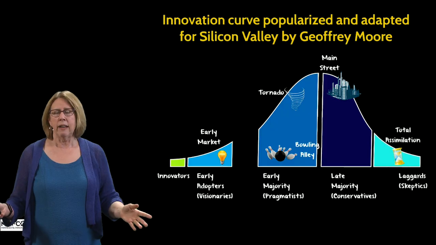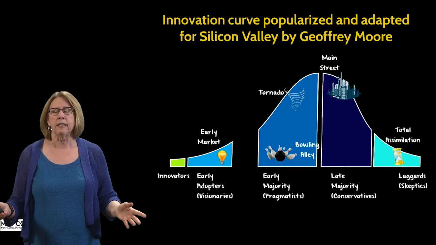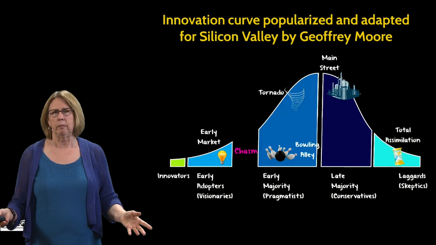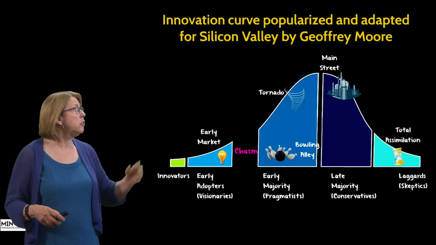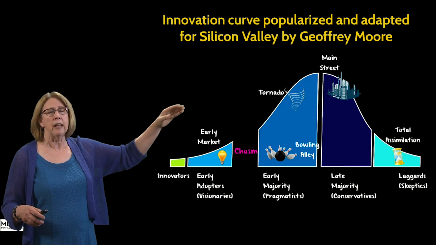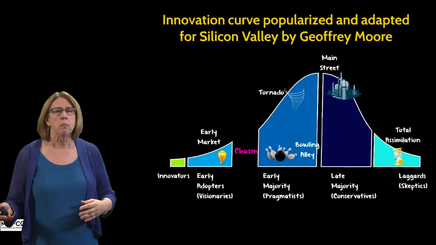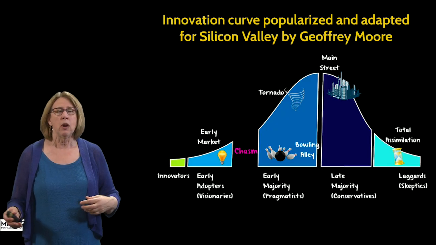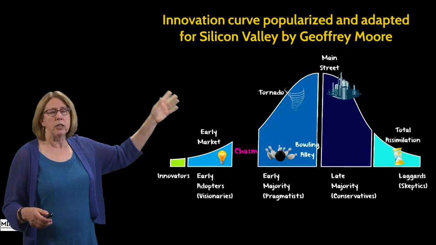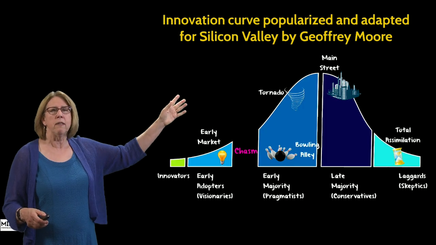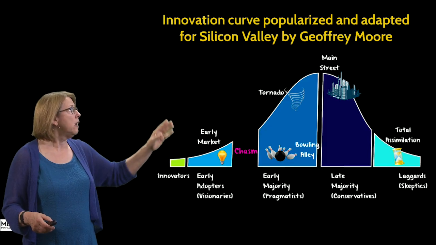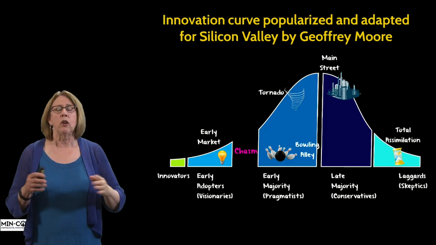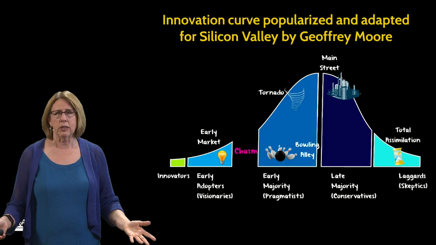Geoffrey Moore added to Everett Rogers' insight this concept of the chasm: going from the early adopters to the so-called early and late majority is a big jump because the needs of each category of adopter are different. Early adopters are visionaries. They are interested in innovation for its own sake and in doing new and better things. The early and late majority are concerned about pragmatic issues.